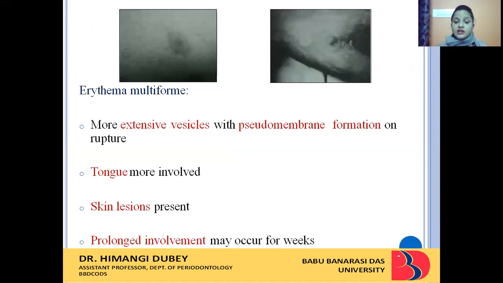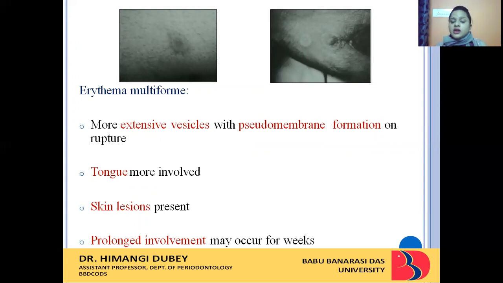Next, erythema multiforme. Erythema multiforme can be differentiated because its vesicles are generally more extensive than those in primary herpetic gingival stomatitis, and on rupture demonstrate a tendency towards pseudomembrane formation. In addition, the tongue is usually more involved in erythema multiforme, with infection of the ruptured vesicle resulting in varying degrees of ulceration.